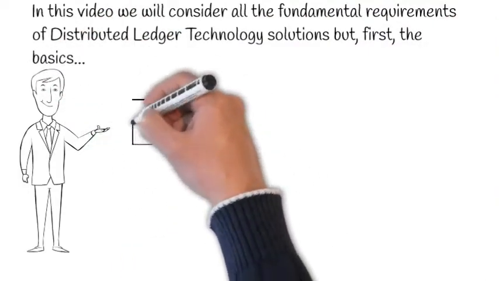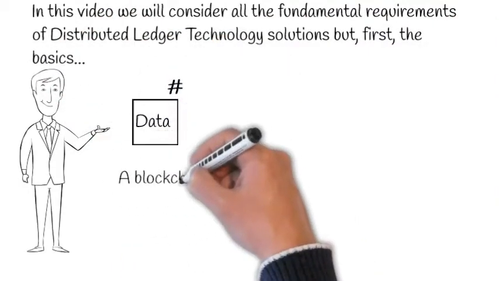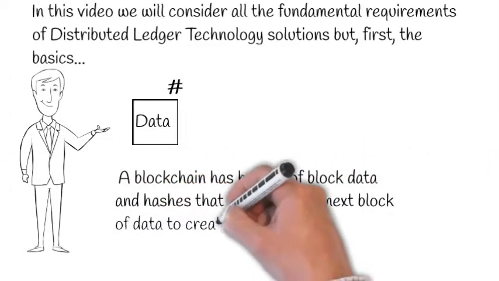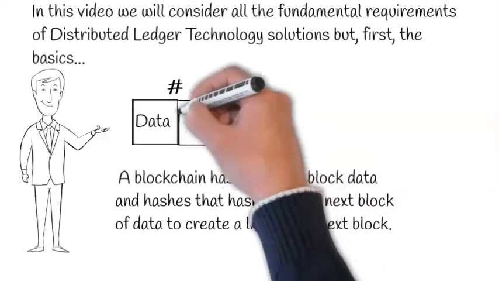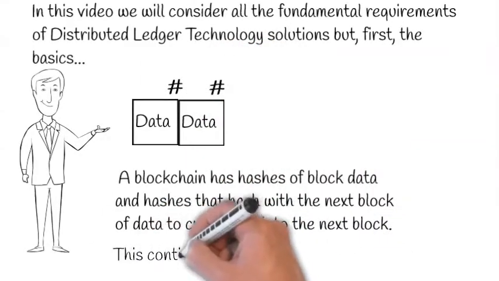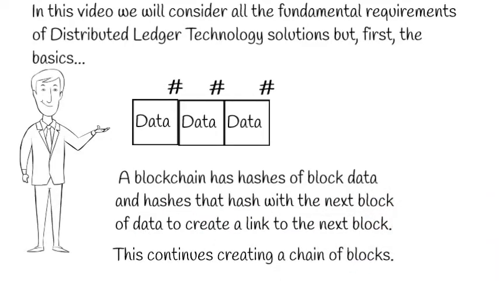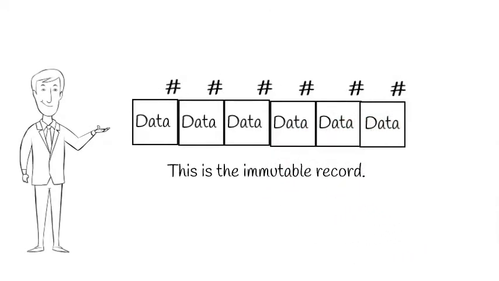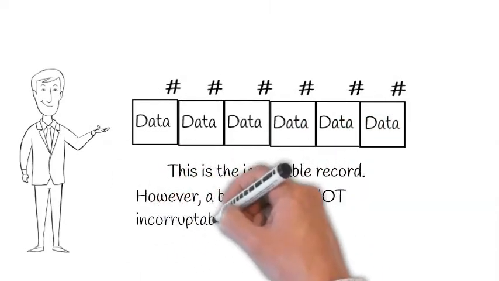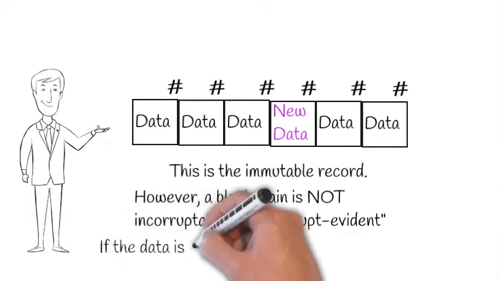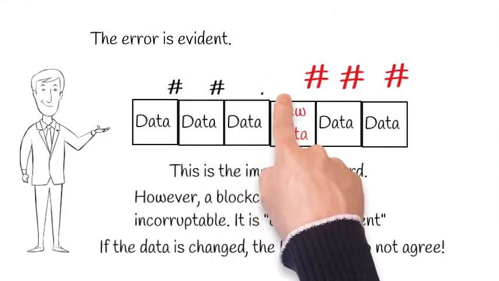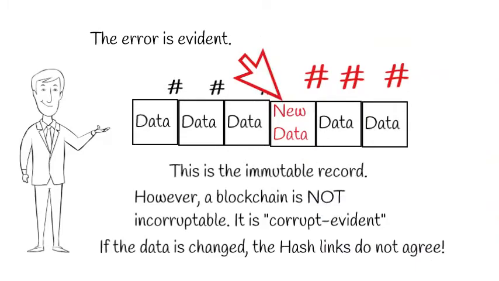But first, the basics. A blockchain has hashes of block data, and then hashes that hash with the next block's data to create a link to the next block. This continues block to block, creating a chain of blocks, hence a blockchain. This forms the immutable record. However, a blockchain is not incorruptible, it's just corrupt evident. If the data is changed, the hash links do not agree. And from that, the error or corruption becomes very evident very quickly.